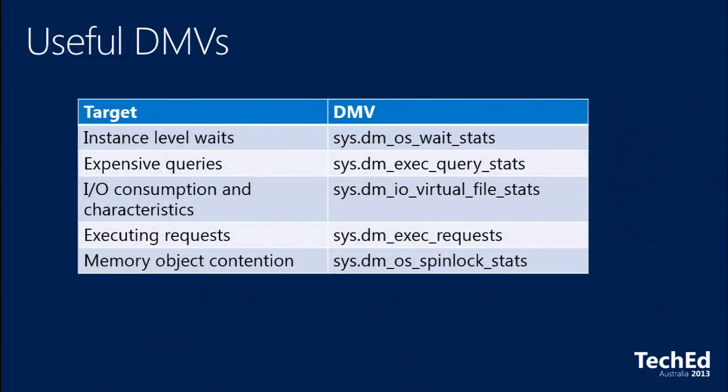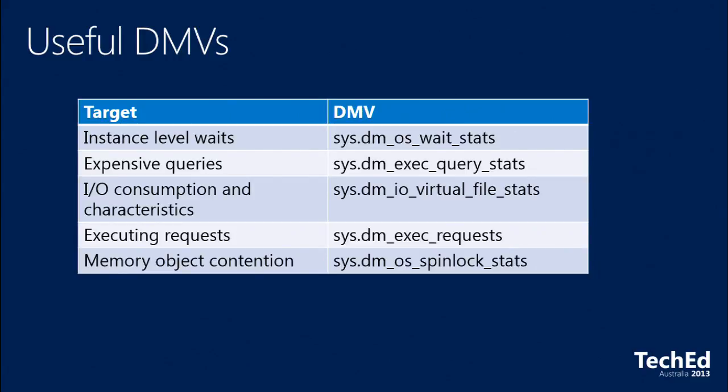Now, there's a bunch of useful DMVs. Of course, most of them started appearing in SQL 2005. SysDM OS wait stats is useful for finding out what the system's waiting for. It's good for finding those contention things we talked about before. For expensive queries, SysDM exec query stats is the one that comes up in the activity monitor inside Management Studio.